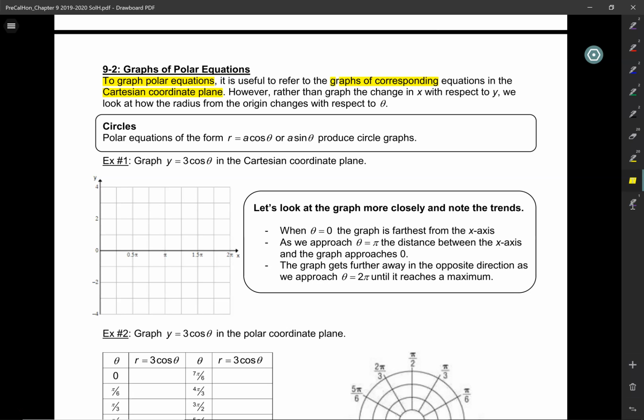Okay, the one difference is, whereas before we were graphing on the xy axes, so we were looking at the change in x with respect to y, now we want to look at how the radius changes from the origin with respect to theta. Okay, well, let's just dive right into it. The first shape we're going to graph are circles.